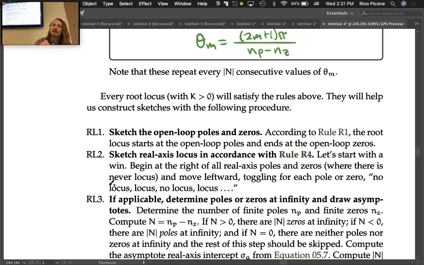This procedure is using this RL numbering. So root locus procedure, step 1, RL1: sketch the open loop poles and zeros. Since the root locus starts at open loop poles and ends at open loop zeros, it's a good place to start our sketch. We know our starting and ending points. Step 2, sketch the real axis locus in accordance with rule 4. So this is a nice win. Let's get this out of the way quickly. Let's just walk down the real axis, no locus, locus, no locus, locus, etc., and we'll go from there.